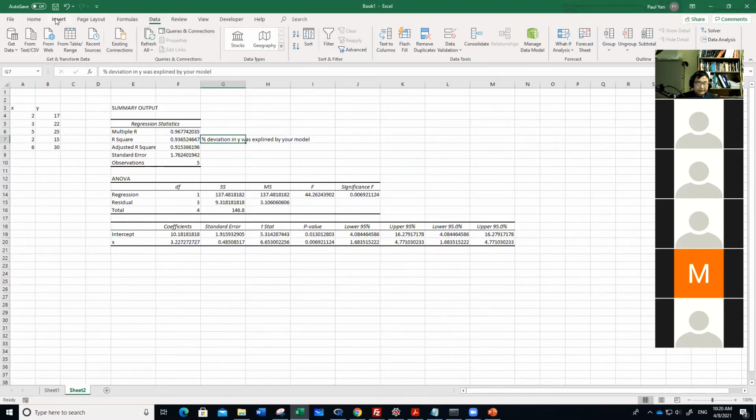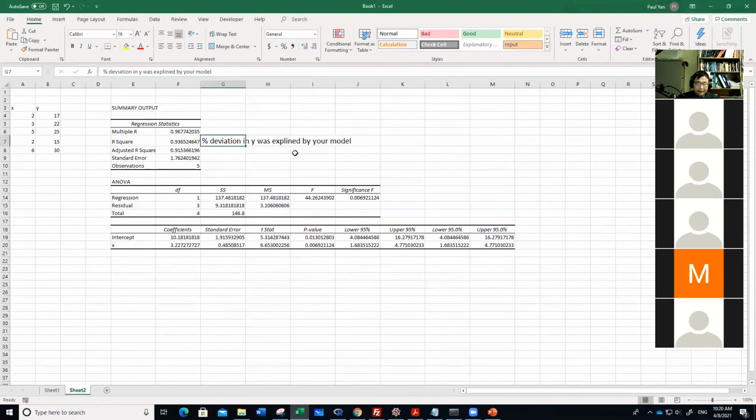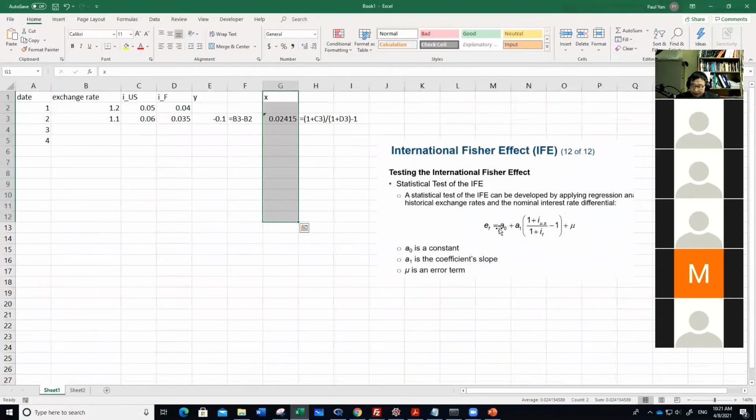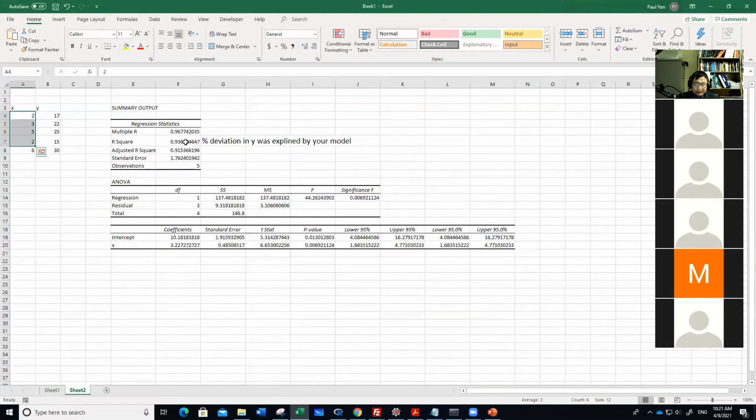Because you see the Y, sometimes it's 17, sometimes it's 22, sometimes 25, 15. The basic idea is we have X values, and we're trying to use the X value to explain the Y value. If we can use alpha, the intercept, and the slope, that is A0, A1, and the X value to explain Y 100%, then our R square should be 1 or 100%. Suppose there's no relationship between X and Y, the R square should be 0.